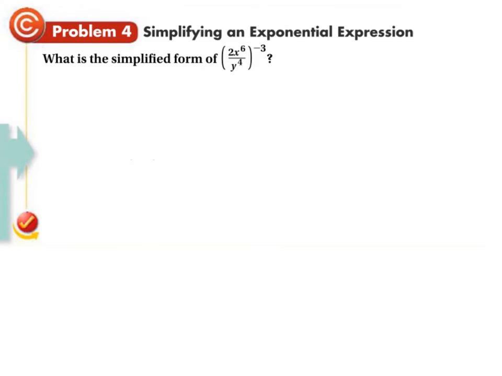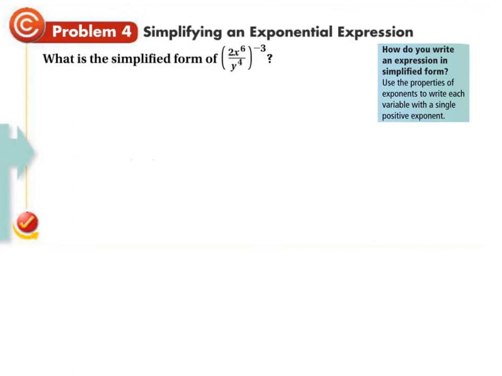Simplifying this exponential expression, and specifically simplifying it when it's got a negative exponent out here. Now, what is the simplified form of this? What does it mean to be a simplified form? If you look at this slide right here, it says, how do you write an expression in simplified form? You use the properties of exponents to write each variable with a single positive exponent. So we combine any bases to have the exponent. If it's negative, we change it to positive. Now, how are we going to approach this?